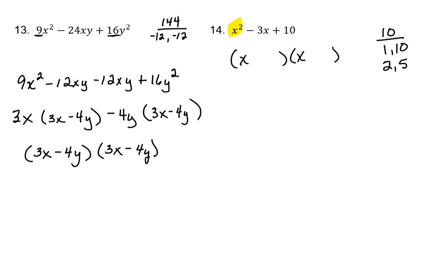And if I want these numbers to add to give me negative 3, then I would need to have them both to be negative if it's going to work. But if you can see here, negative 2 times negative 5 is not going to add to give me a negative 3. They multiply to give me positive 10, but they don't add to give me negative 3. So this actually can't be factored, and we call that prime.